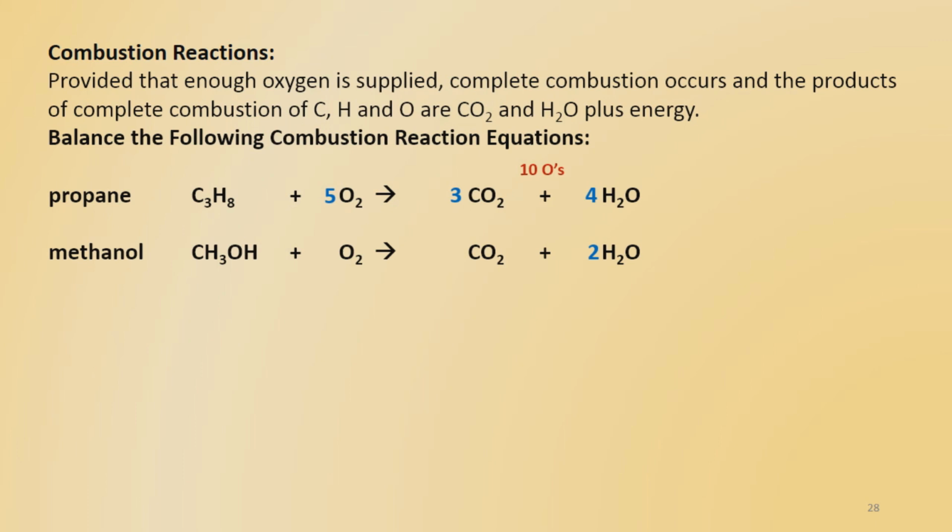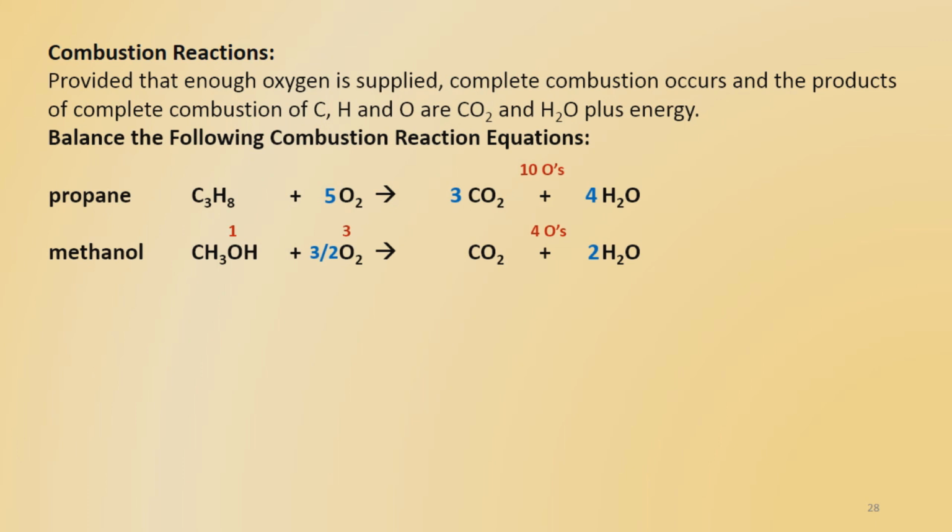Now on the right hand side I have 2 oxygens from the CO2 and 2 from the water, giving a total of 4 oxygens. On the left hand side I have 1 oxygen in the methanol. I don't want to change that because that'll change everything. And I need 3 more oxygens coming from the O2. Now how does O2 become 3 oxygens? Well, the easiest way is to use a coefficient of 3/2, because 3/2 times 2 is equal to 3. And this equation is now balanced.